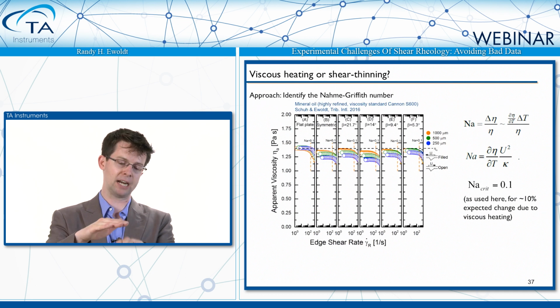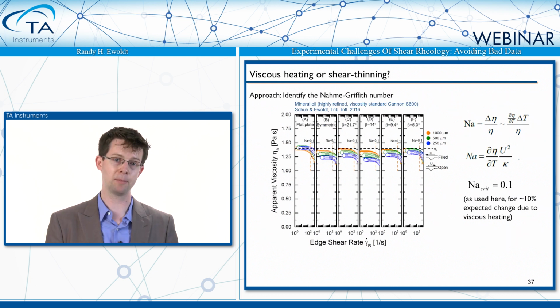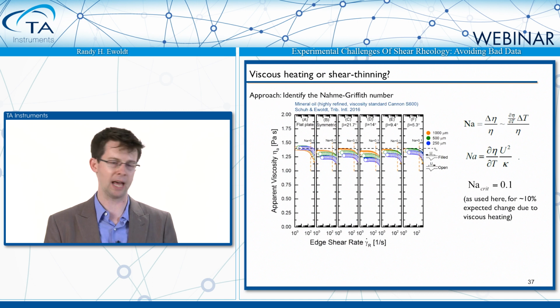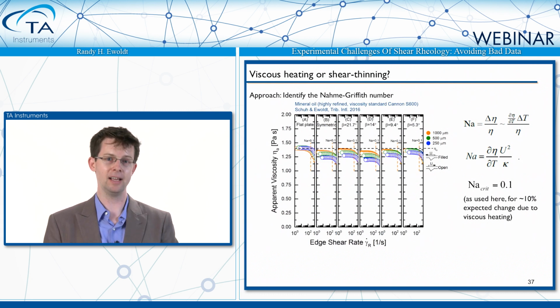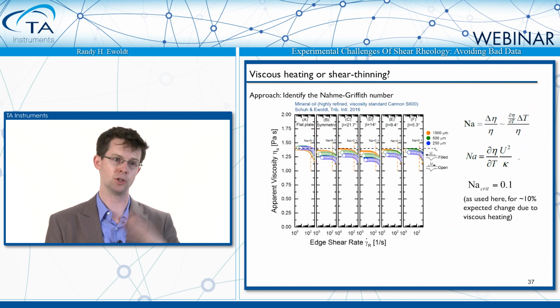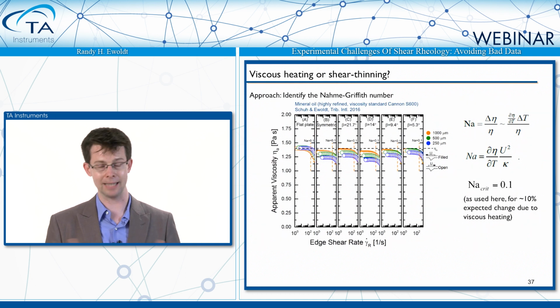These were different textured surfaces with very small gaps, and we wanted to be sure that what we were seeing was actually shear thinning, not viscous heating. And lo and behold, all of these are really showing viscous heating. In any one of those plots, you see the orange dashed line. Anything to the right of that line has a velocity and therefore a Nahme number that's bigger than 0.1, which means that viscous heating is more than 10% important. And so the drop in viscosity that you see is actually likely due to viscous heating rather than shear thinning.